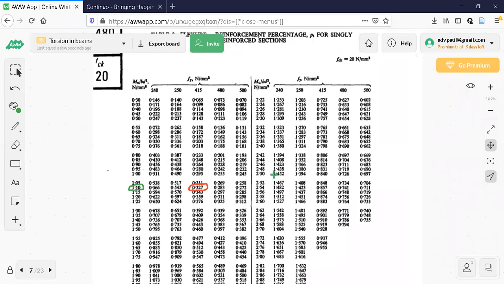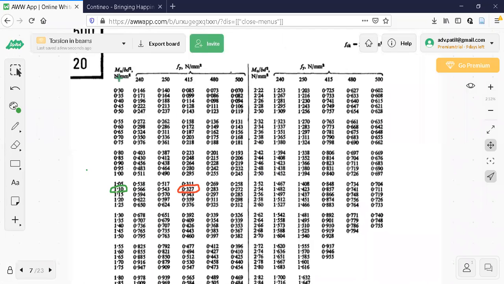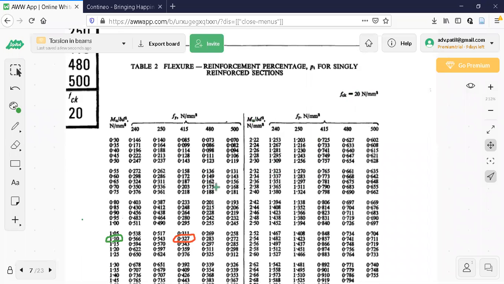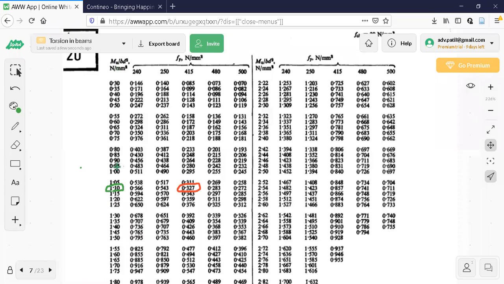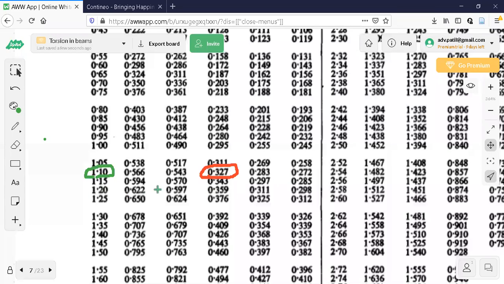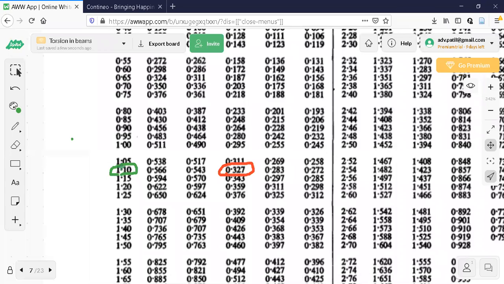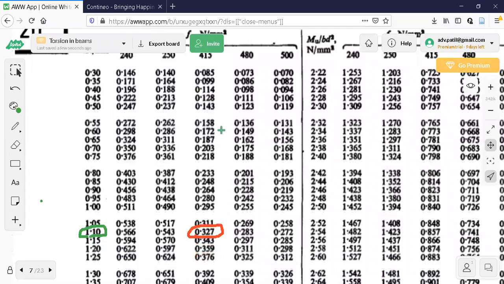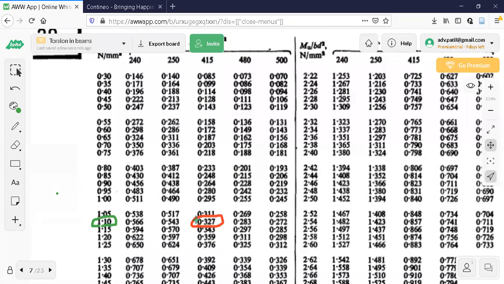So you can calculate AST without wasting time. I have calculated this term mu by BD square. As I told you, table 2 is used because FCK is given as 20. I have calculated mu by BD square, which is 1.1. I don't need to interpolate, because 1.1 is exactly what I have calculated. Then I'll go under the column Fe415, and under Fe415 I am getting 0.327. This is the PT value.